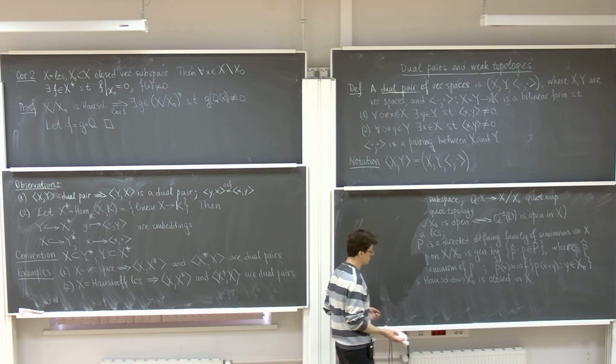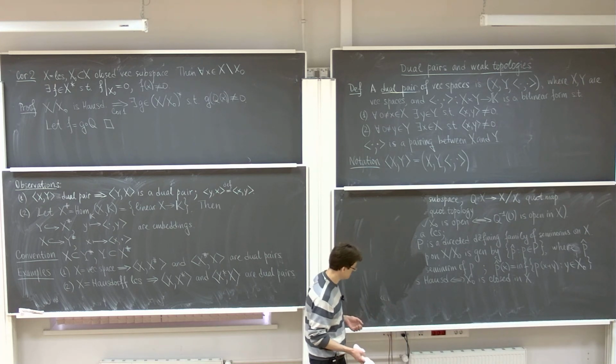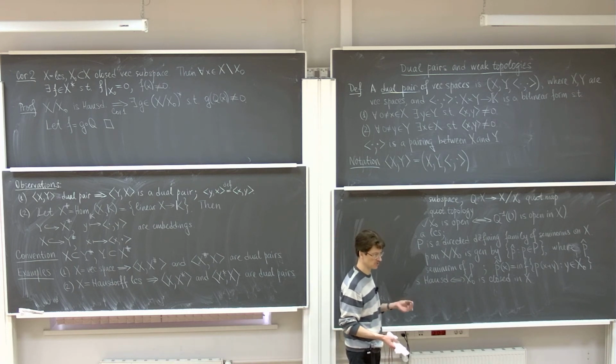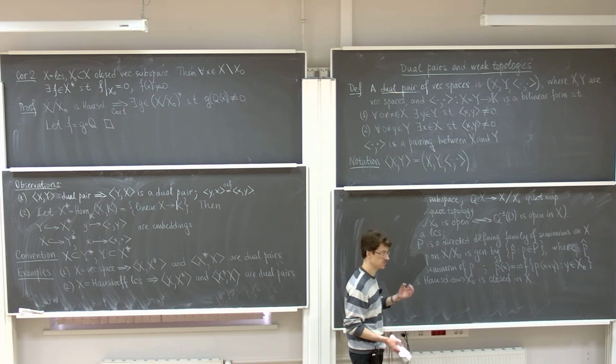If it is not Hausdorff, then this obviously fails because in general, if you have a non-Hausdorff topological space, then continuous functions don't separate the points. So equivalently, if continuous functions separate the points, then our space is necessarily Hausdorff.